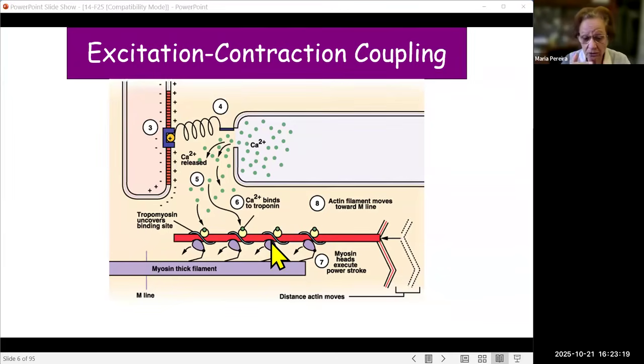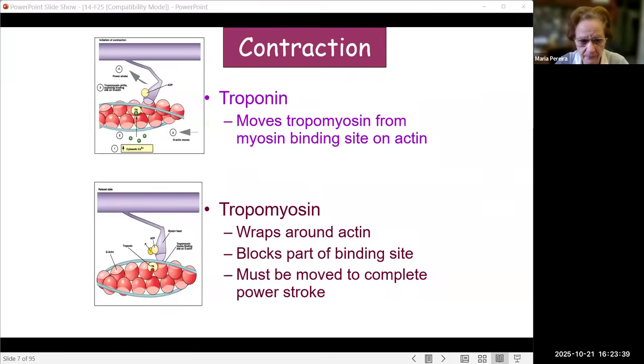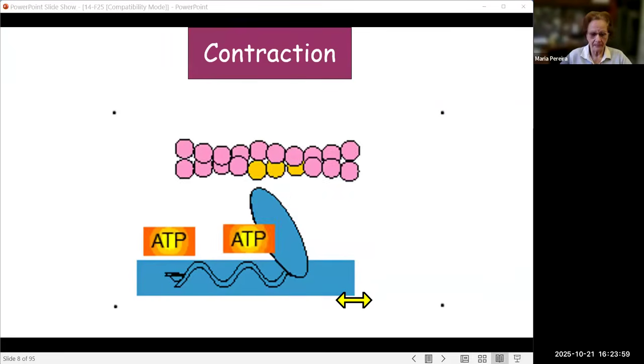And now with that ATP, the myosin heads are going to come off the actin and they're going to move along the thin filament, along the actin. This is the Z line of the sarcomere. So you will understand this in the next few slides. Okay, so troponin binds the calcium, and tropomyosin, which is covering the actin binding sites, moves. So now the heads of the myosin can bind to actin. So you see here what happens.